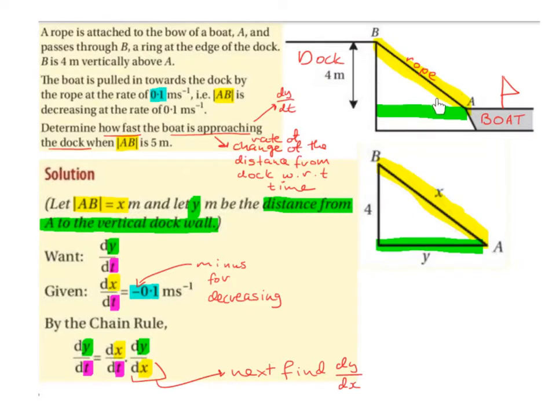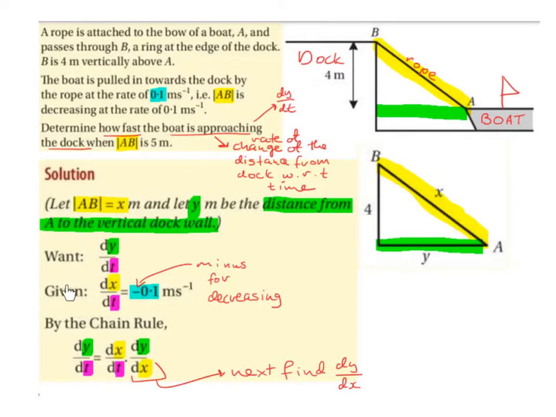So I've drawn this out separately down here. So the distance between A and B is x. Let y meters be the distance from A to the vertical dock wall. So we're going to let this distance here be y. So that's from the boat to the wall. So this is the dock wall. We want dy/dt. So we want the rate of change of y, so the rate of change of the distance with respect to t. So with respect to time.